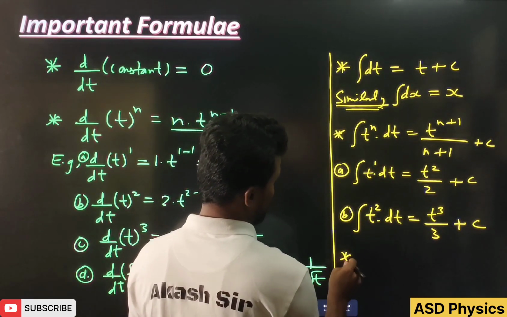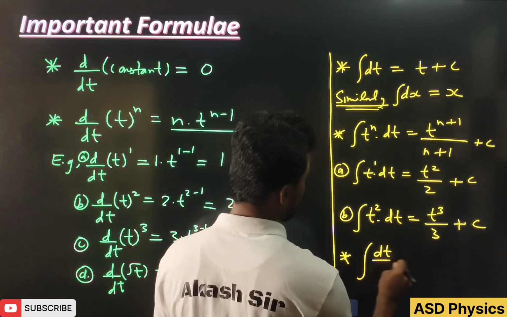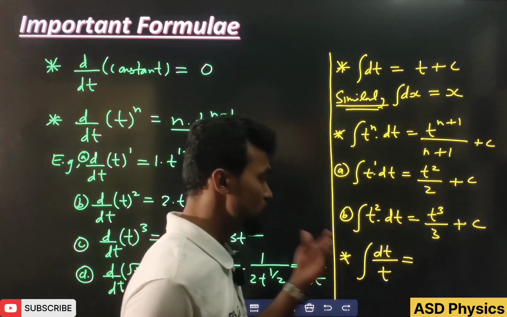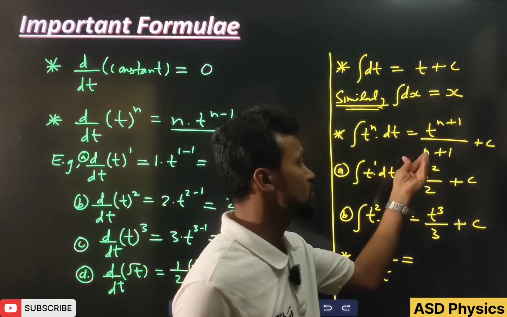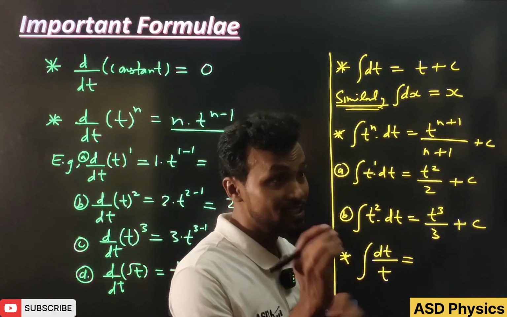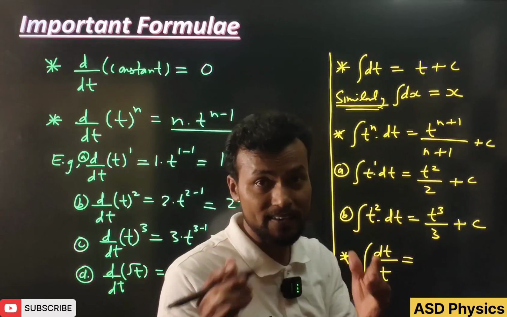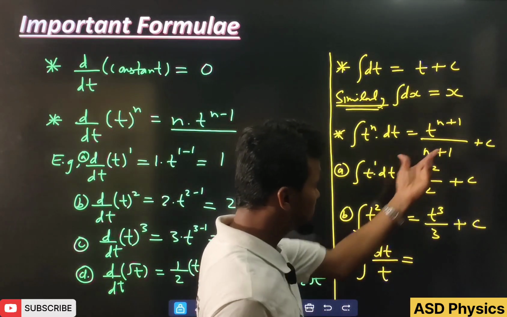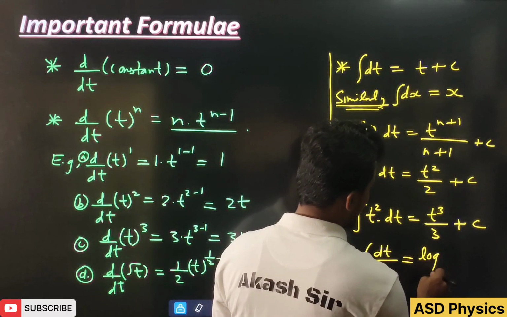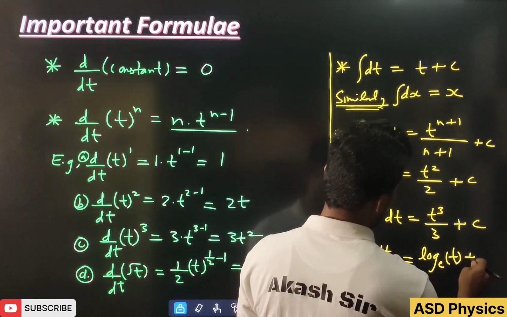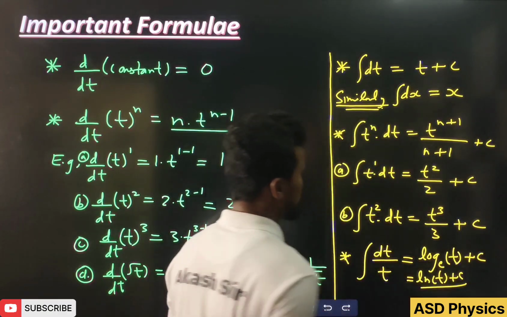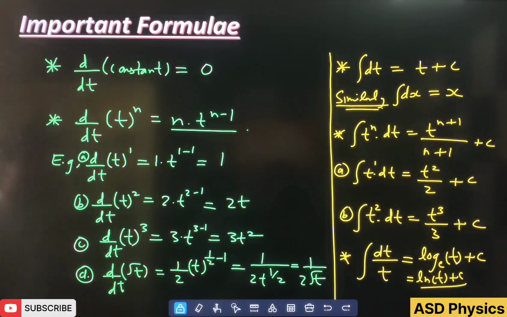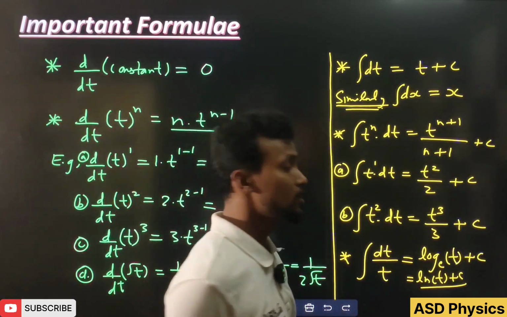Okay, and if it is given integration of dt by t. If you write t to the power minus 1 into dt, and put n as minus 1, then minus 1 plus 1 cancels out, and it will become undefined, because something by 0 is undefined. Okay, so in this situation, this formula is not useful. Remember that here, it is log base e of t plus c, or you can write ln t plus c. Is it, students? So I hope you understood these differentiation and integration formulas very well, and we are going to use them in our questions.